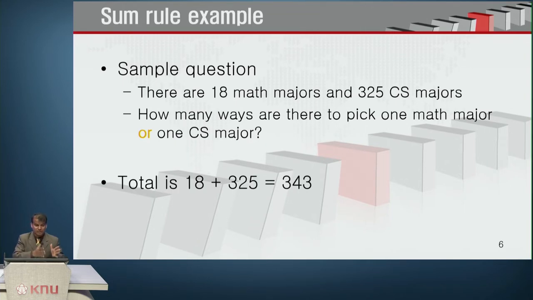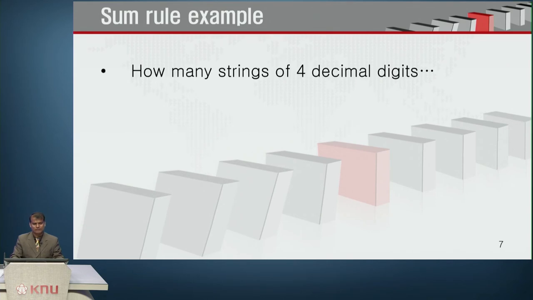It's one math major or one CS major, not and. Since we have the or case here, that's the simple addition. 18 plus 325 is 343 ways to pick one math major or one CS major. That's quite simple. Let's talk about the same question that we had.